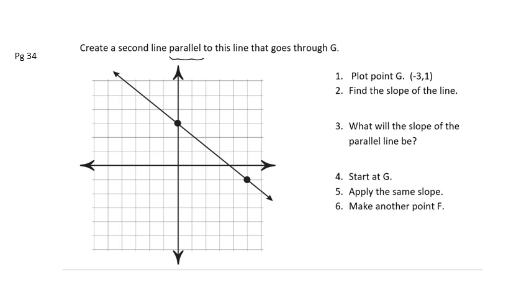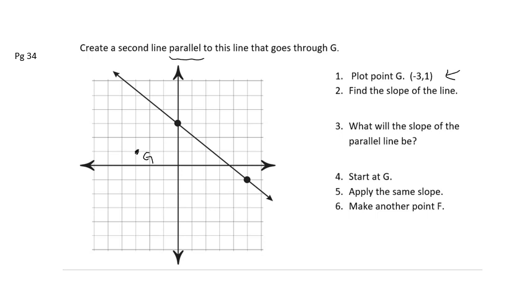Now G is a point, so it might be good if we went ahead and plotted that point. So that's 1, 2, -3. It's going to be right there. G. I can label it, no problem, like that. You might want to do the same on your note paper. Go ahead and label point G, -3, up 1.